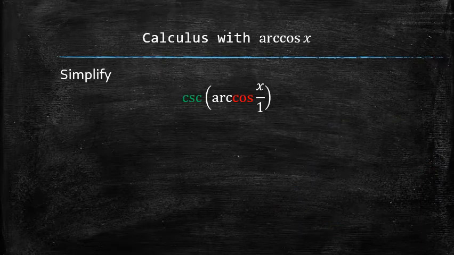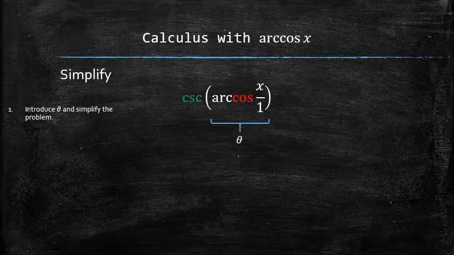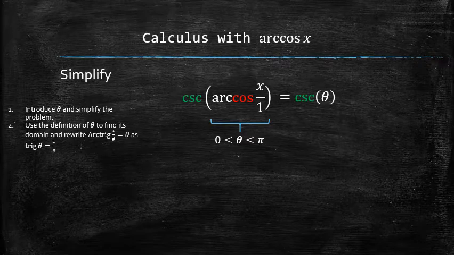So let's simplify this expression using the procedure developed in trigonometry. First, we introduce theta by labeling everything inside the parentheses as theta. The original expression is now very simple in terms of theta. But what do we know about theta? From its definition, we know the domain of theta and can produce the following statement.